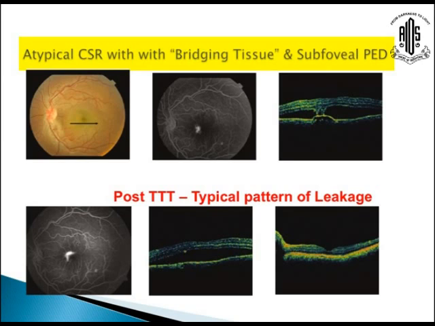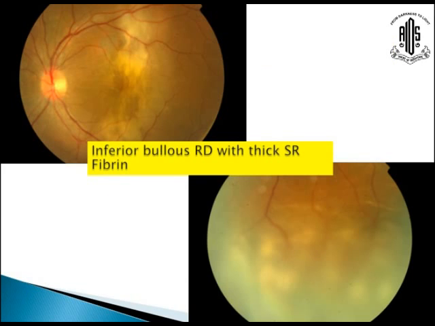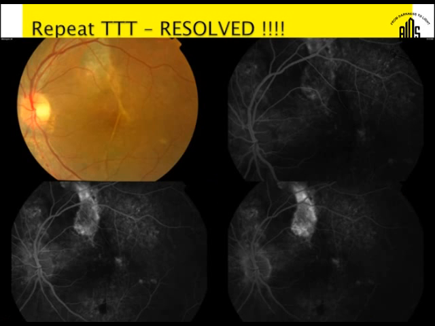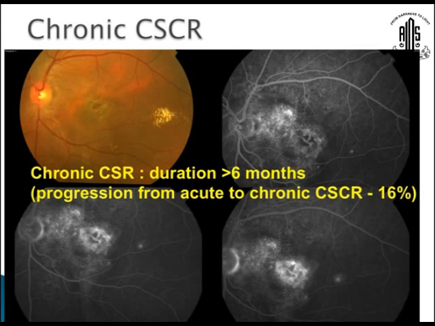Again, atypical leakage with bridging tissue connecting to the PED. Post TTT showing the tissue getting released, and it becomes a typical CSR with smokestack pattern, and after 3 months showing a complete resolution post treatment. Another atypical form is an inferior bullous RD with fibrin under the macula. So this also cannot be treated with a conventional treatment. Either TTT or PDT has to be resorted to.